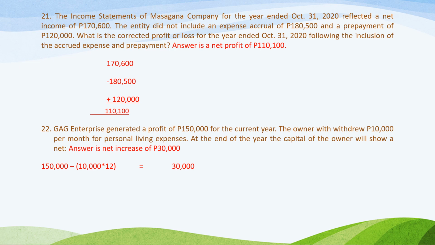JAG Enterprise generated a profit of 150,000 for the current year. The owner would withdraw 10,000 per month for personal living expenses. At the end of the year, the capital of the owner will show a net increase of 30,000 because net profit was 150,000 while drawing is 10,000 times 12, so 120,000. 150 minus 120, so the net increase in capital is 30,000.